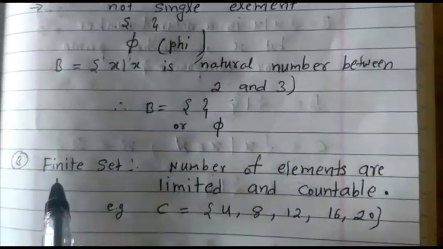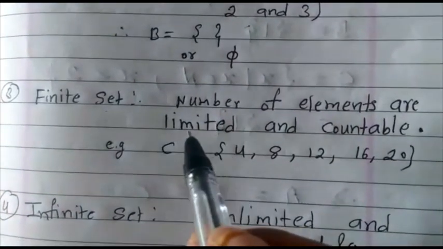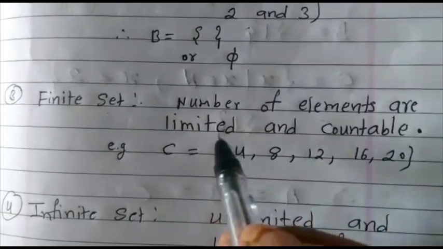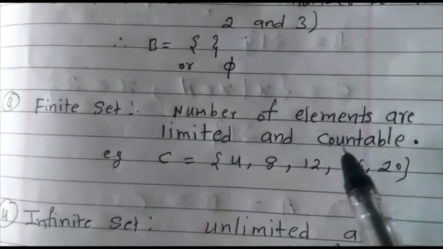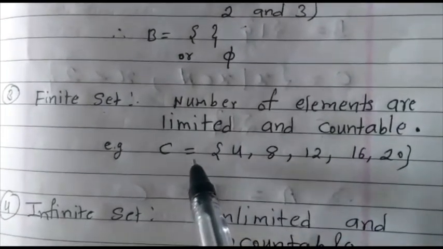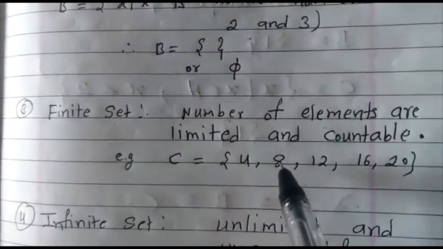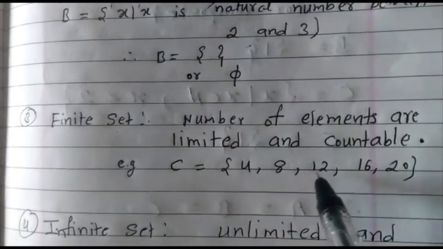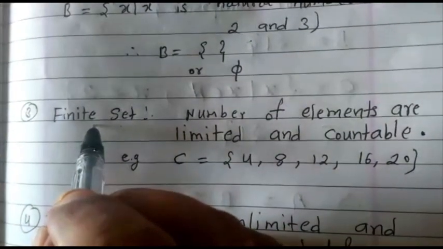Now the next type is known as a finite set. What is a finite set? That means the set in which the number of elements is limited and countable. Limited and countable means what? We can count the number of elements. For example, C is equal to {4, 8, 12, 16, 20}. So all elements we are able to count. That's why it is known as a finite set.